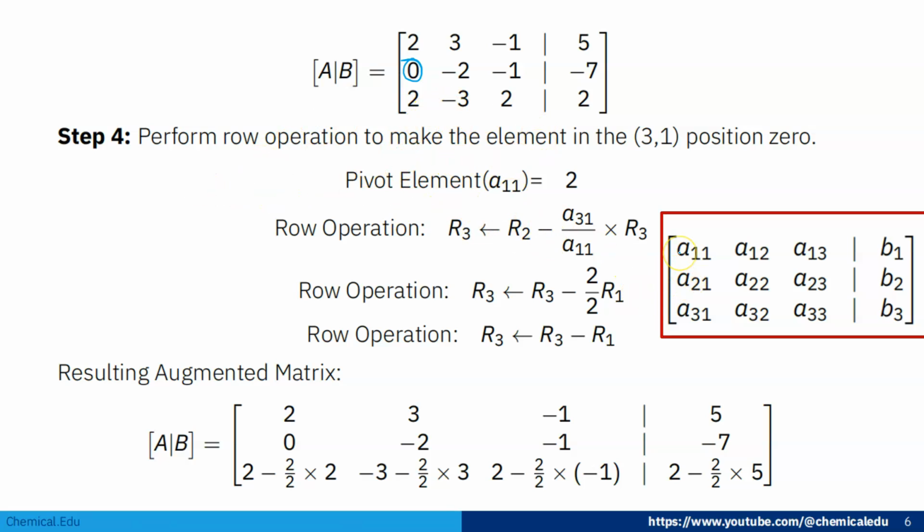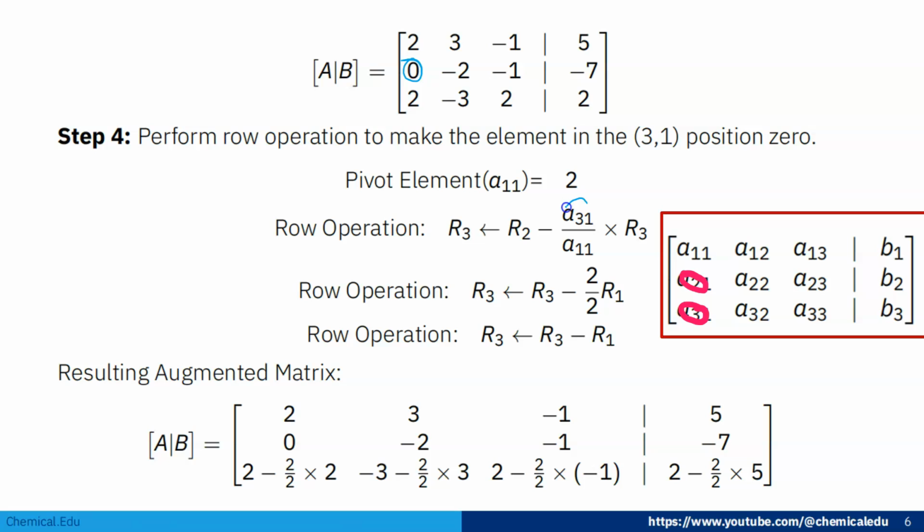Now here, this is 0, we already did that operation. Now we have to make this element 0. So the A31 position, that becomes 0. So now we have to do the row operation again. The pivot element is the same, A11 is equal to 2. Now we have to do the row operation.